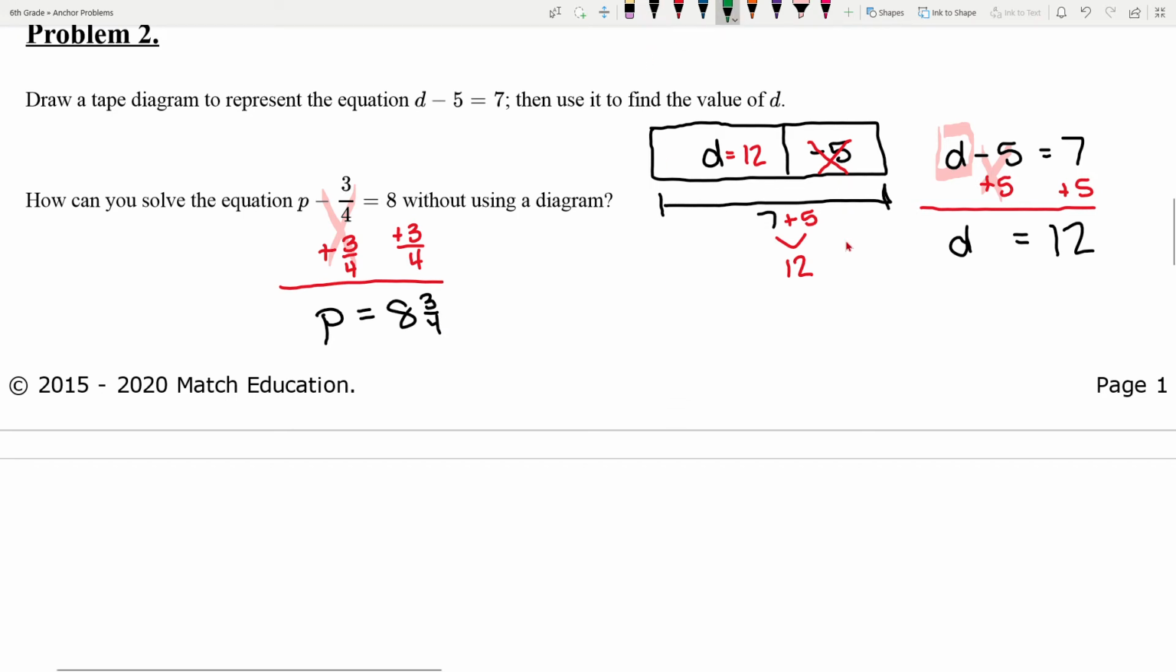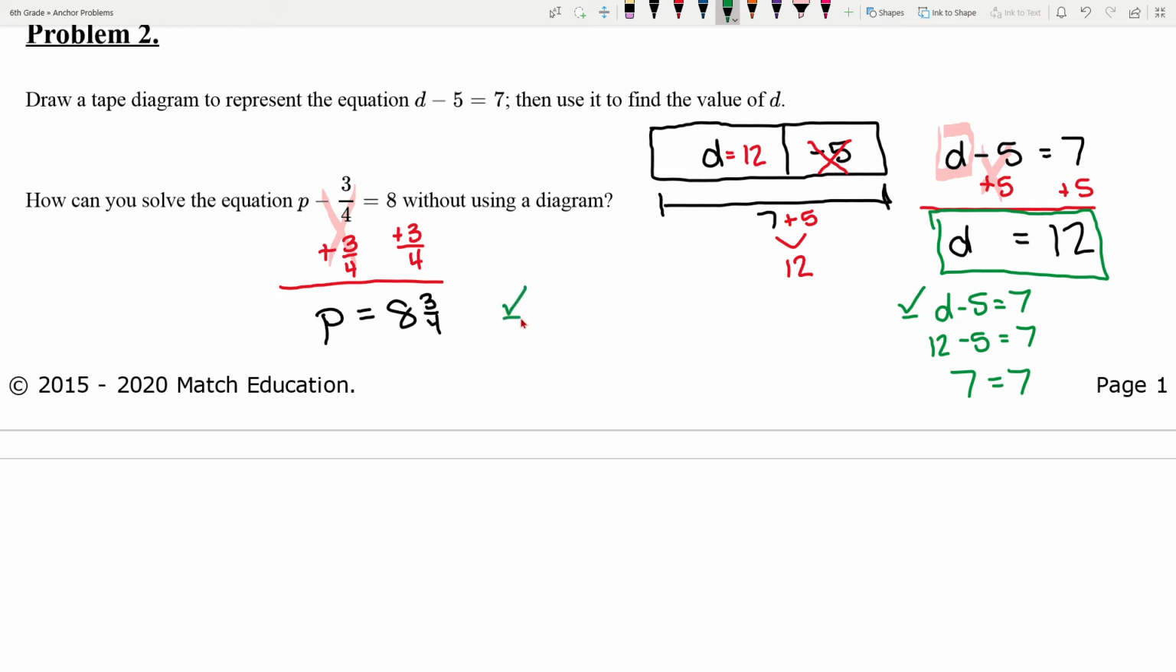And just like the equations in problem 1, we can always check our solutions. In d minus 5 equals 7, we're saying d is equal to 12. So if I put 12 in for d, 12 minus 5 needs to equal 7, and sure enough, 7 equals 7, so d equals 12 is correct. Same thing here. If I rewrite my p minus 3/4 equals 8, I put 8 3/4 in for p. 8 3/4 minus 3/4 is 8. 8 equals 8. That's great. And p equals 8 3/4 is the solution.